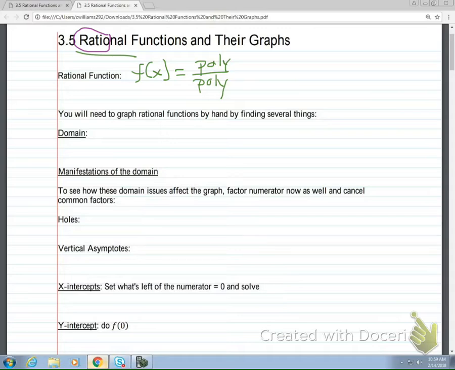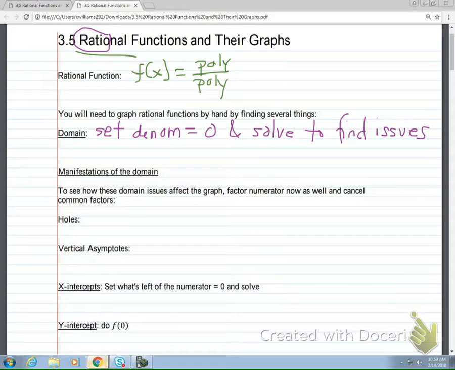So I'm listing all the information you're going to have to be able to do so that you can graph rational functions by hand. Okay, but we already said domain was the first thing. I hope this is not new to anybody, that you should set the denominator equal to 0 and solve in order to find your domain issues. That statement right there should be a review to you at this point. Actually, that was a test question from the first test. Find the domain of something, and it had a denominator.